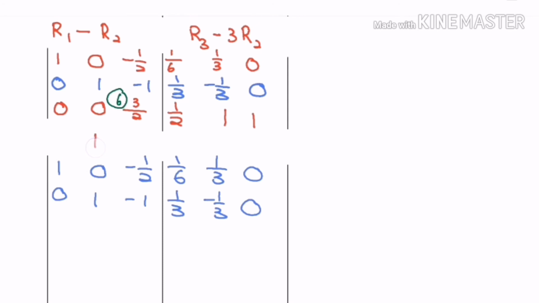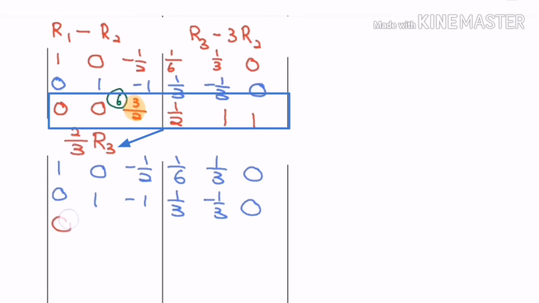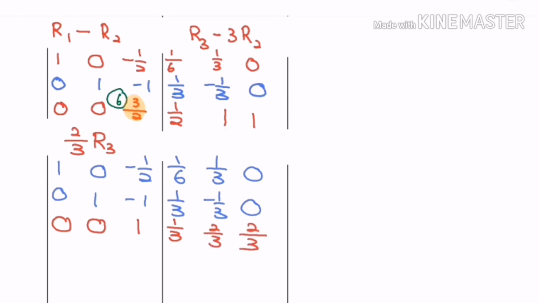So for row 3, I'm going to use the second formula, multiply one row by a non-zero scalar k. So what is my k? Based on this part, the value is 3 over 2. So my k will be 2 over 3. Okay, so my answer will be 0, 0, and 1. Here will be 1 over 3, here will be 2 over 3, and here will be 2 over 3. So that is how I get the row 3 done.